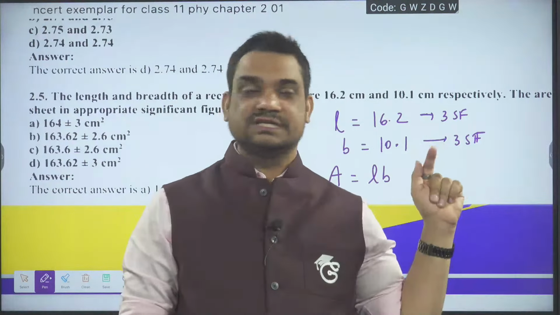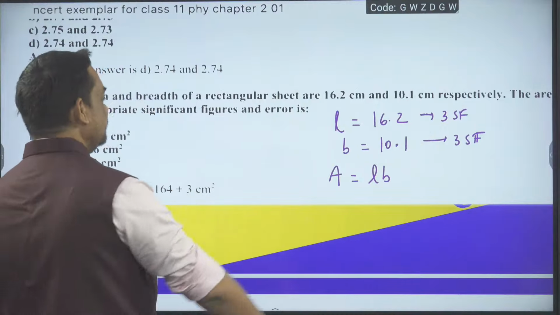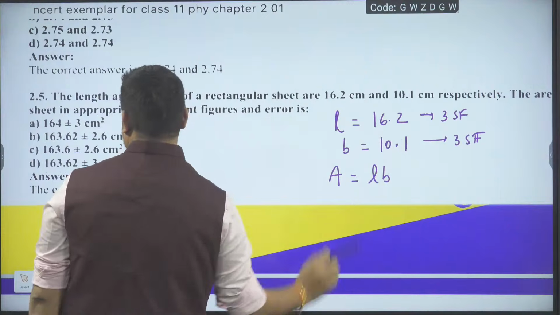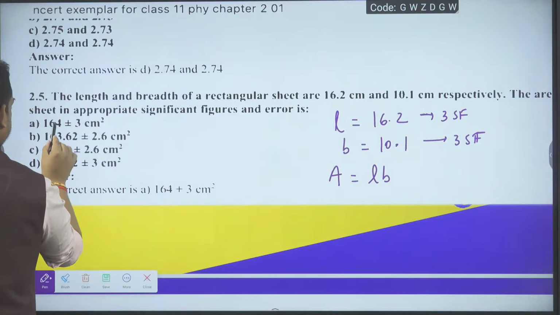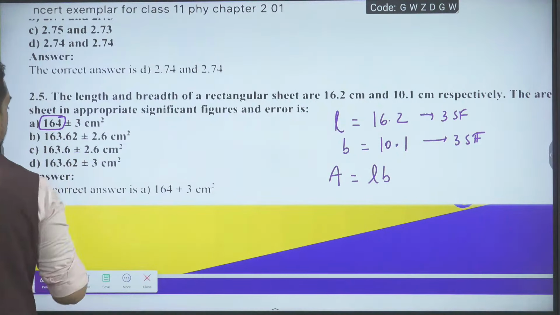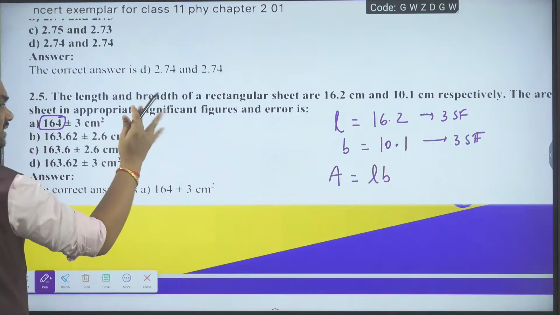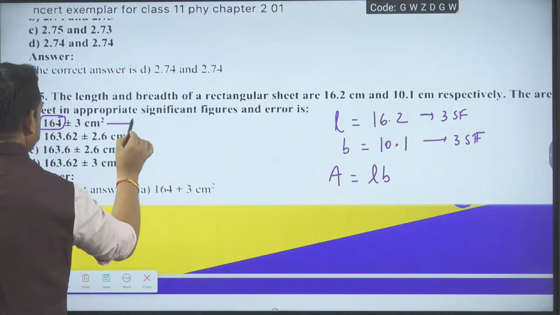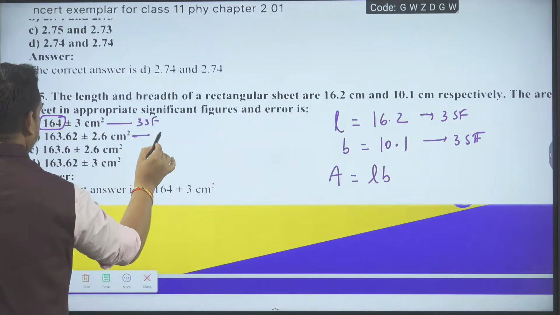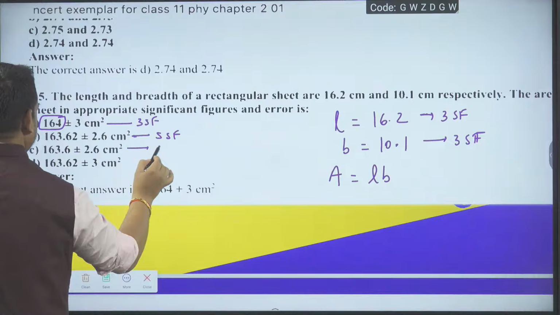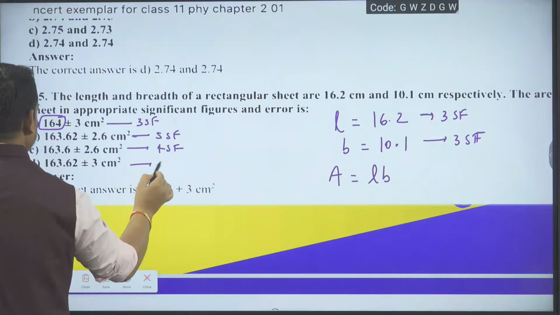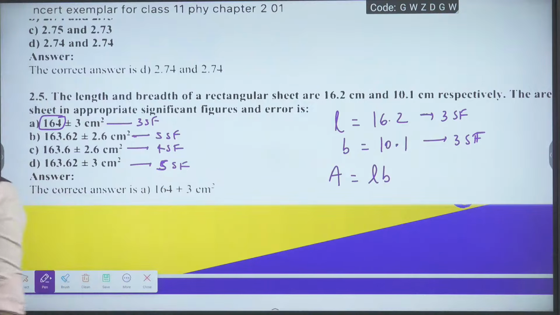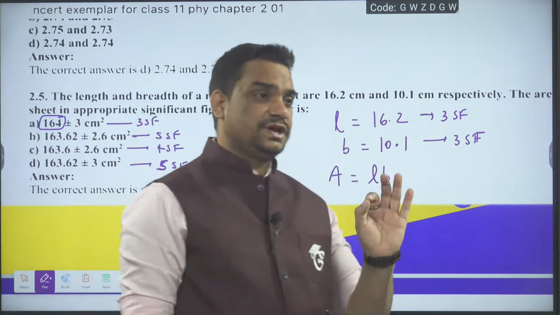I will look at the options, because I know roughly this is around 162. But three significant figures should be there. You can say plus minus some error, nothing, you don't have to confuse yourself. In this option, three significant figures. In this option, five significant figures. In this one, four significant figures. In this one, five significant figures. Which option will you choose now? Obviously, you will choose the three significant figure one.